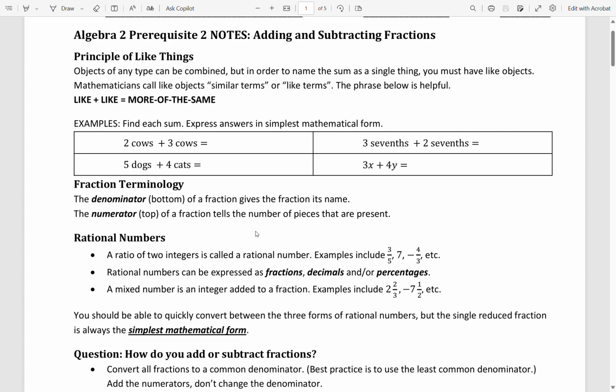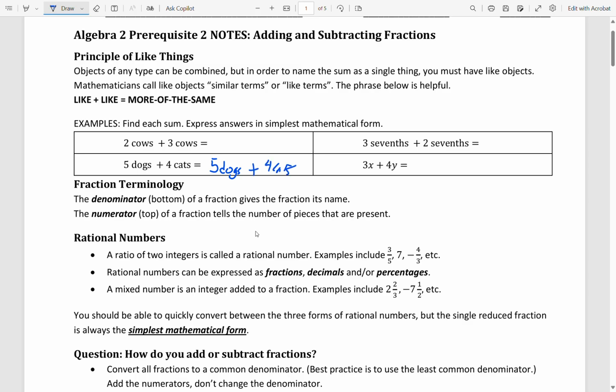If I have two like things added together, I get more of the same. I can add any two things together. For instance, I can add 5 dogs and 4 cats, but what do I have when it's all said and done? Well, I have 5 dogs and I have 4 cats. So there's no simplification to this except to say that it's 5 dogs and 4 cats.